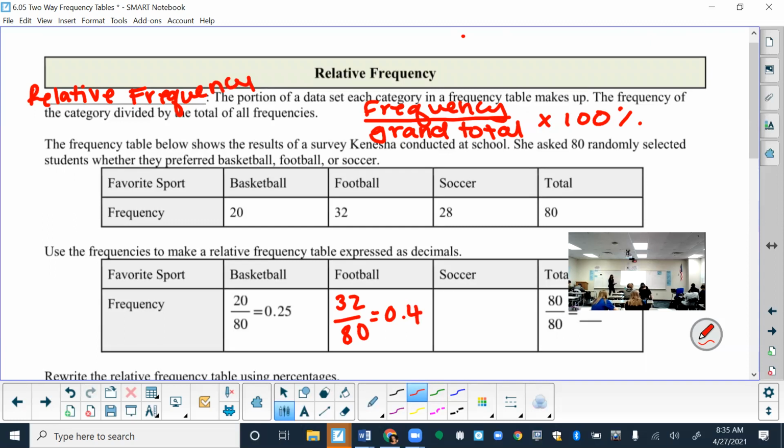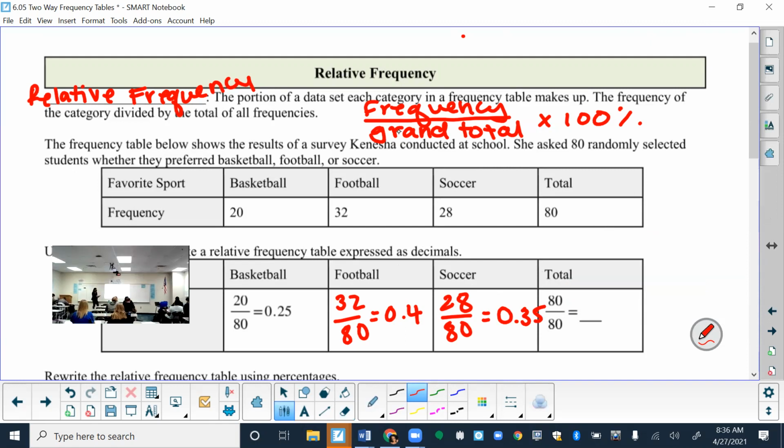And then the fraction for soccer would be what? So the fraction would be 28 over 80, and the decimal is 0.35. All right, so putting that into a calculator is how we get that. The frequency divided by the grand total.